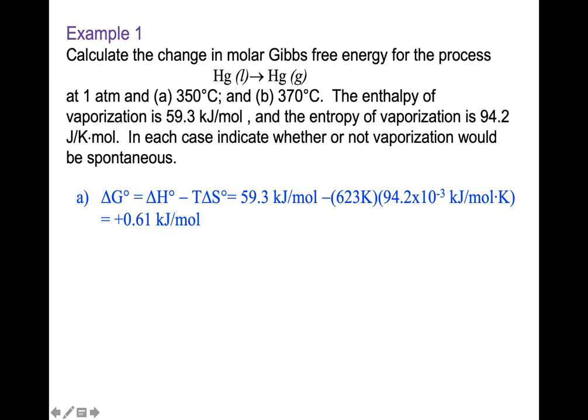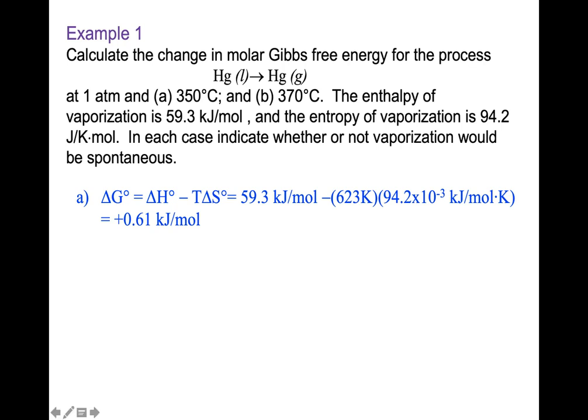So first, we've got delta G equals delta H minus T delta S. So we've got the enthalpy of vaporization, right? Delta H of vaporization is 59.3 kilojoules per mole. And the entropy of vaporization, 94.2 joules per Kelvin mole. So I want to convert that so my units work, right? So I have 94.2 times 10 to the negative 3 kilojoules per mole Kelvin.